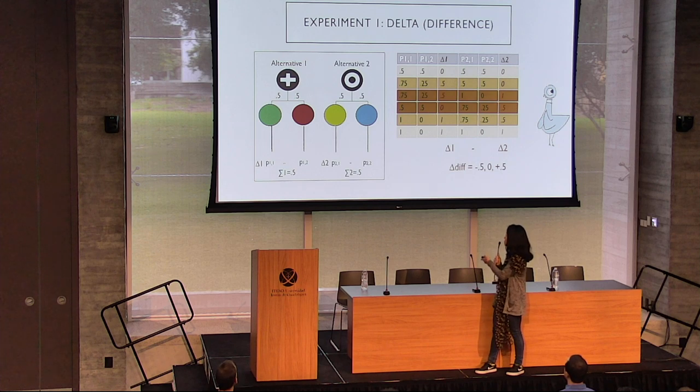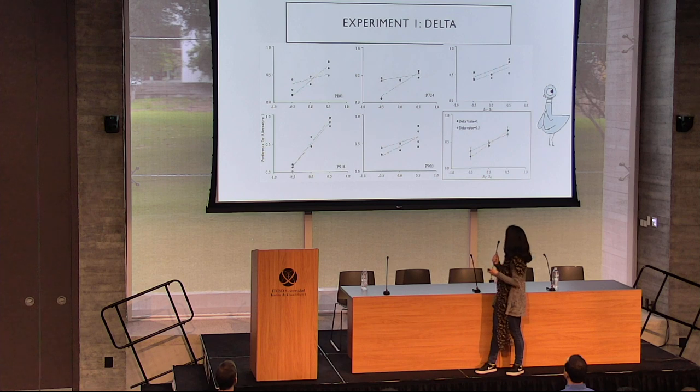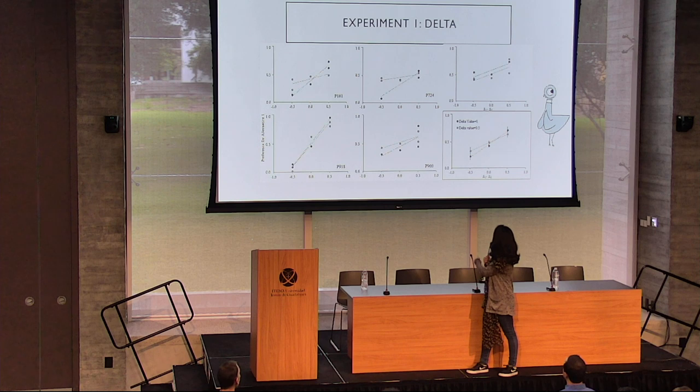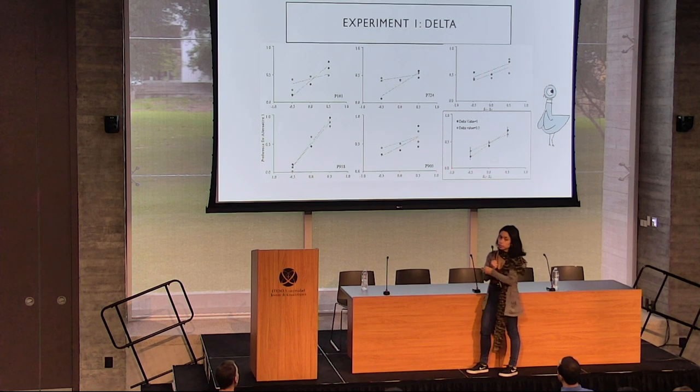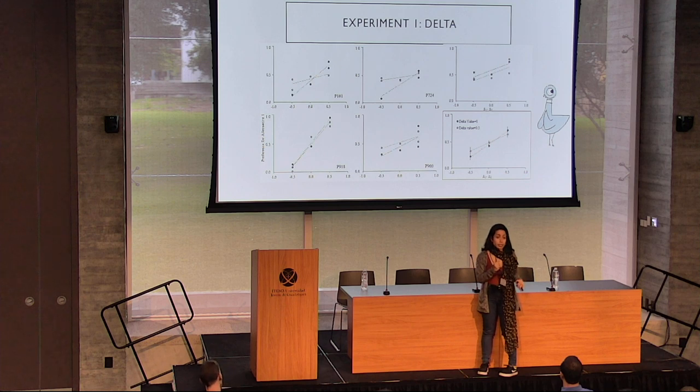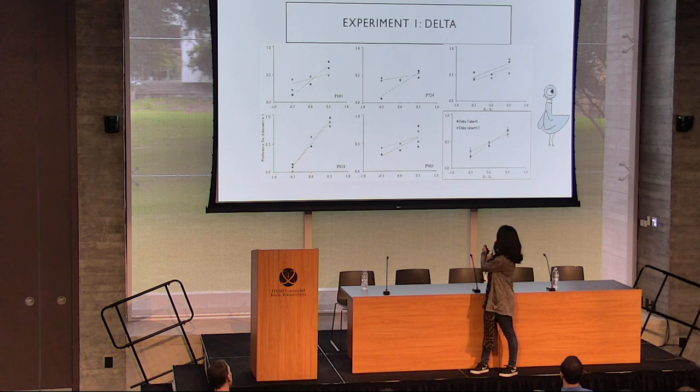So what did we get? These are individual data. Let's just look at the last graph. I don't know if I'm covering it here or something. Hope not. The y-axis is the preference for alternative 1, and the x-axis is delta 1 minus delta 2, this difference. The dots are the actual data, and the lines are the best fit that we found. Actually, not with the model, just the fitting. We're going to show the model later. We observed what we were expecting: pigeons prefer the greater delta. That was straightforward.